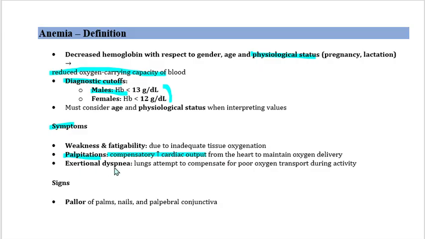And exertional dyspnea, as the patient exerts, for example during exercise, there is already less oxygen perfusion to the tissues, so ultimately lungs are going to increase work, meaning hyperventilation is going to start, and because lungs cannot compensate fully for oxygen, that's why in exertional dyspnea the patient may feel dyspneic or shortness of breath. What are the signs? There will be pallor of the palms, nails, and palpebral conjunctiva.